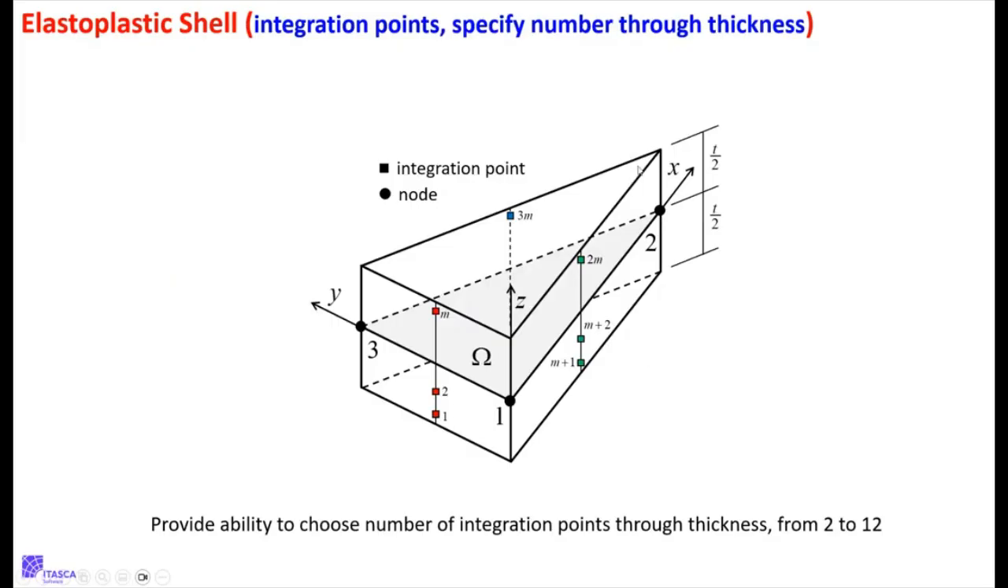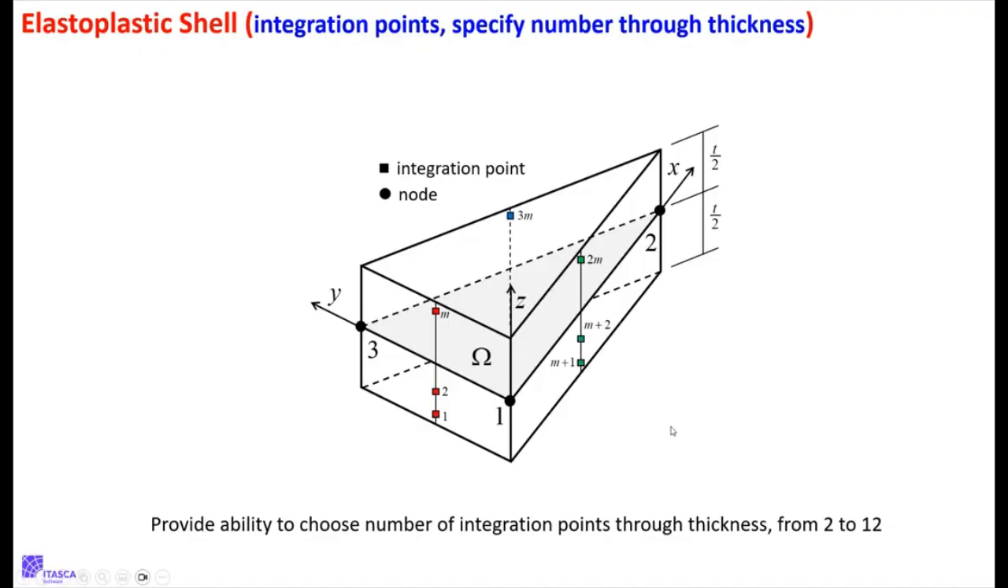So here's a shell element, a triangle. Here's the mid surface, we call it. And a shell just simply means a 2D surface that has a thickness. So here's a thickness, T over 2, T over 2. And so we have to integrate. See these little boxes? These are our integration points. There's a pile of them on each edge. And the more of these we use, the better the solution will be.